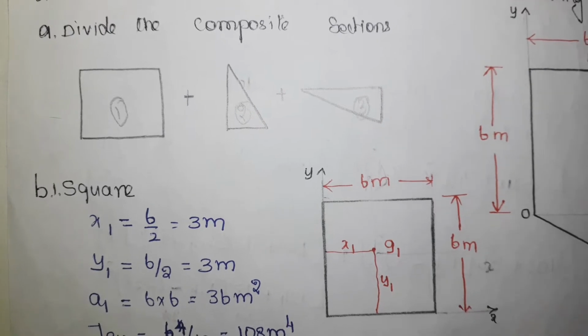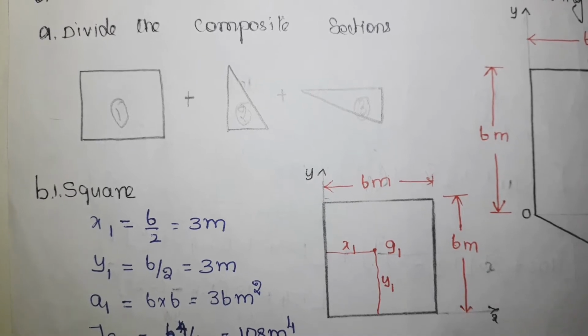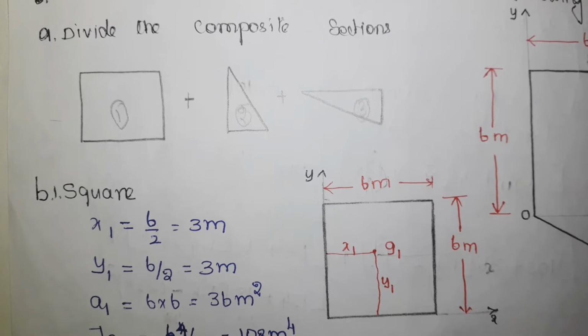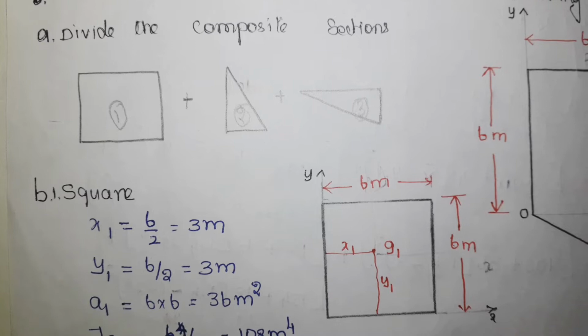Now let us go to the first step. It is dividing the composite section. As I already mentioned, it is important to divide the composite section because as a whole composite section we cannot find the moment of inertia directly. So we have to divide it in regular shape.